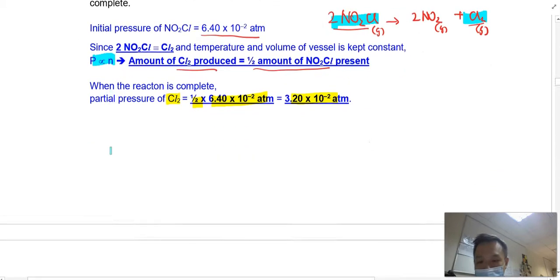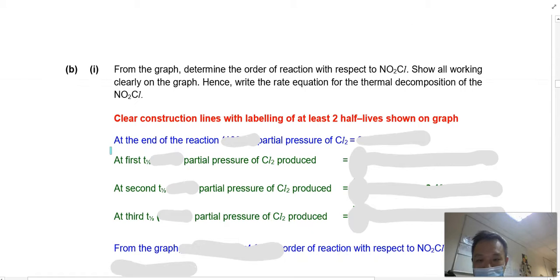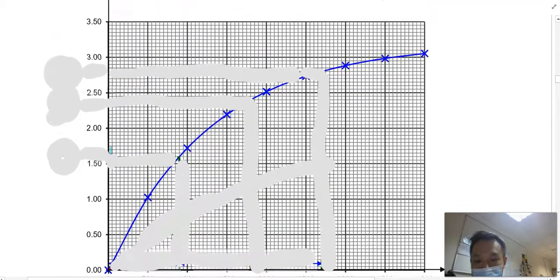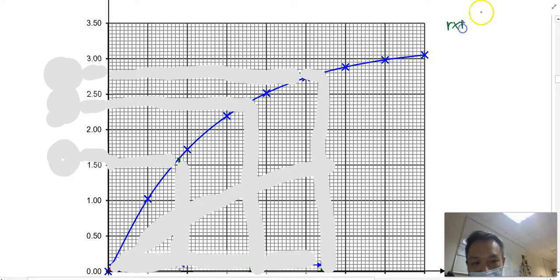Okay, moving on to B part 1. From the graph, determine the order of reaction with respect to NO2Cl and show all working clearly on the graph. Hence, write the rate equation for the thermal decomposition of NO2Cl. In this case, this is the first time you see a product time graph, so I need to run through a concept with you guys. Let's take a look. We have reactants to products.